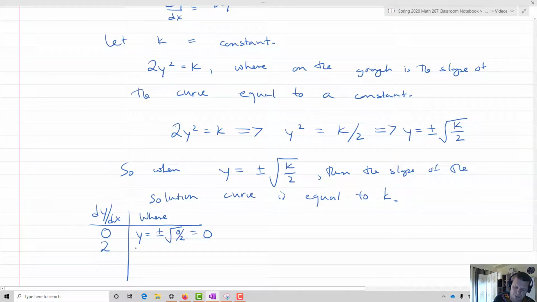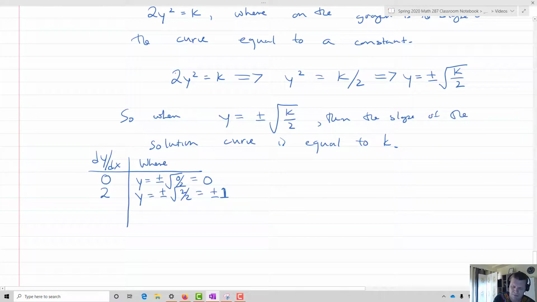What about, if we select another number, let's take k equal to 2. So dy dx equals 2. So this is going to be y equals plus or minus the square root of 2 over 2, which is equal to plus or minus 1. Or, excuse me, the slope is 2 whenever y equals 1.